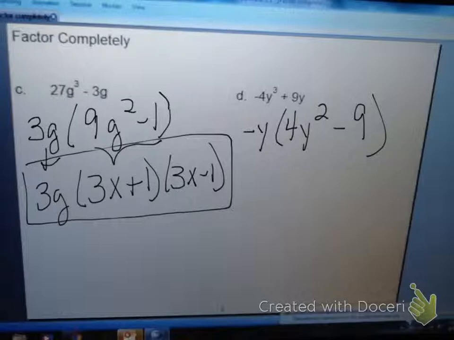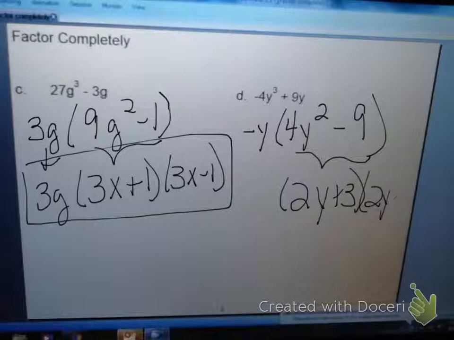Now, 4y squared minus 9, that is a difference of two perfect squares. The factors are 2y plus 3 times 2y minus 3. And again, don't forget to bring down the negative y.